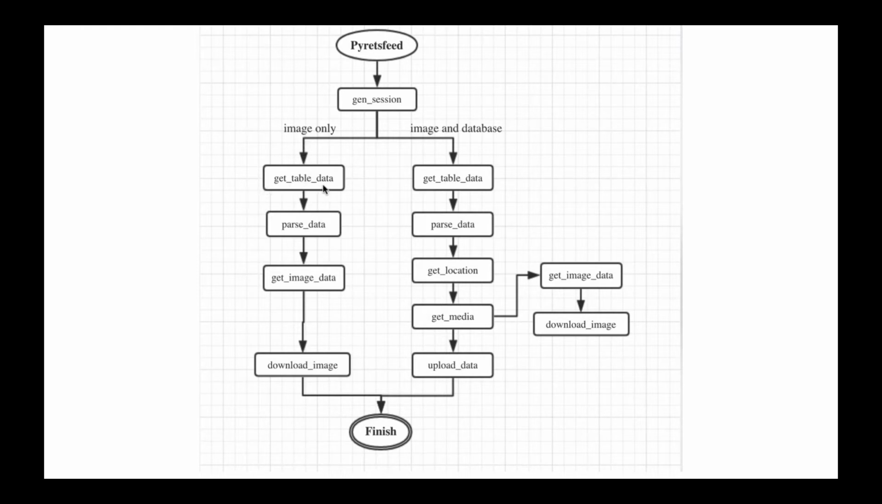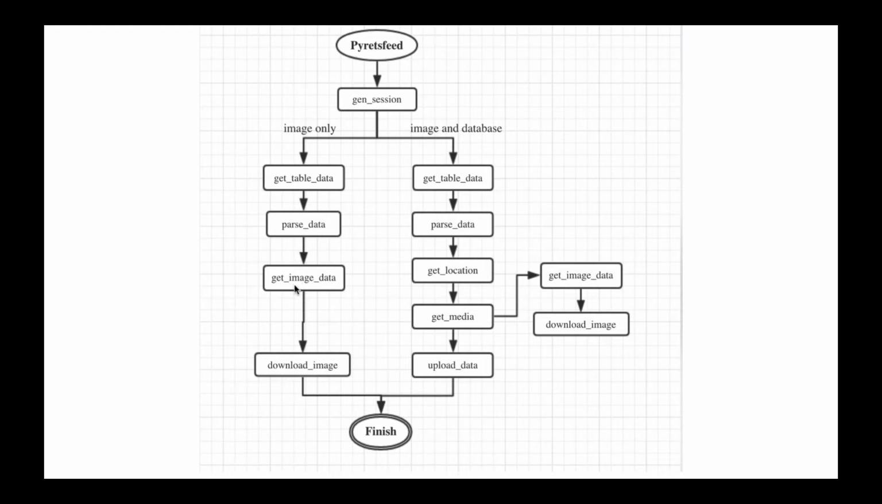First, we get the table data, which means we get all the data from the MLS server to get the properties data. And then we parse the data from the raw data, which is XML data, to the Python objects. So all the real estate properties will be stored in that array. And then we get the image data.